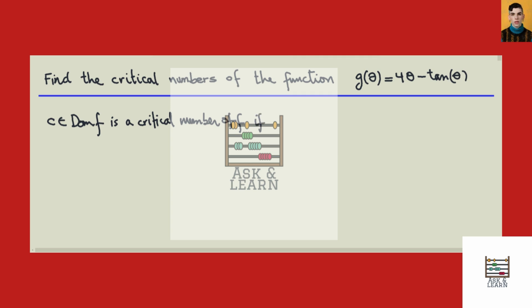if the derivative of f at that number does not exist, or it exists and is equal to 0. So this is our definition of critical number of a function. That is, numbers in the domain of the function where the derivative does not exist or is equal to 0.